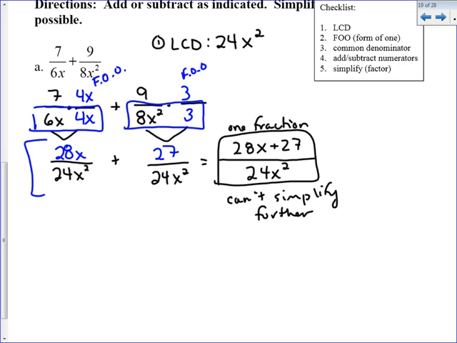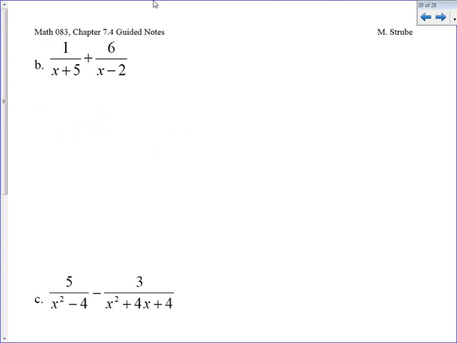All right, B. 1 over x plus 5, plus 6 over x minus 2. The most common mistake that I will see on your test is that people will just try to add these right now. What do you have to have to add and subtract fractions? Same denominator, a common denominator. So first thing we want to do is find our common denominator. I have binomials. Neither of them can be factored, which means I'm going to put them in parentheses. So it's all or nothing.